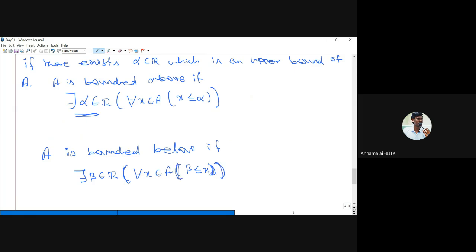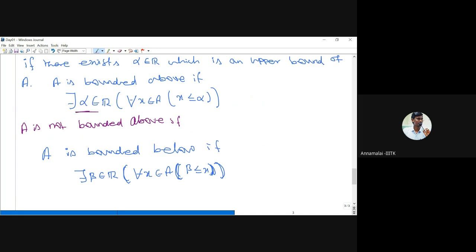So why do we need this layer by layer definition? Suppose we ask what we mean by A is not bounded above. This is the definition for A is bounded above. So what is the definition of A is not bounded above? You have to take the negation. When we say A is not bounded above, it does not have any upper bound. If you take the negation.